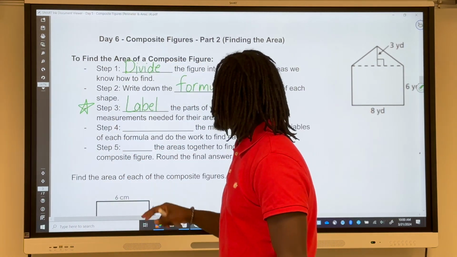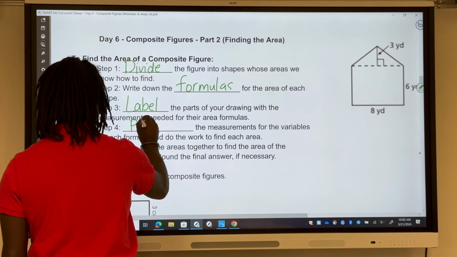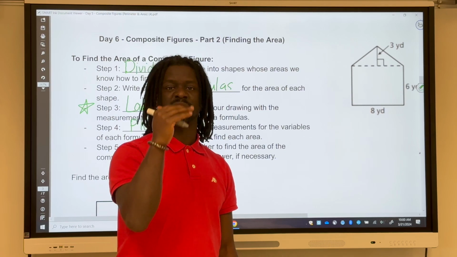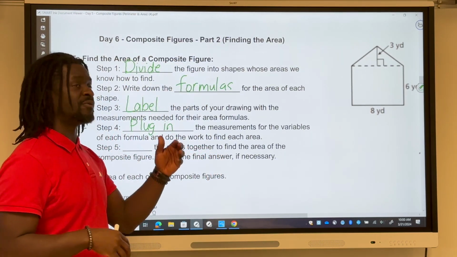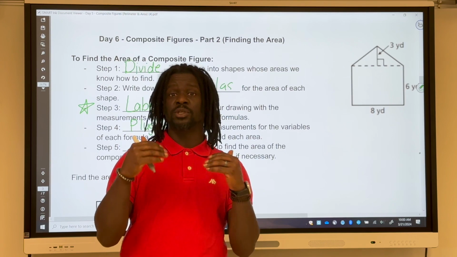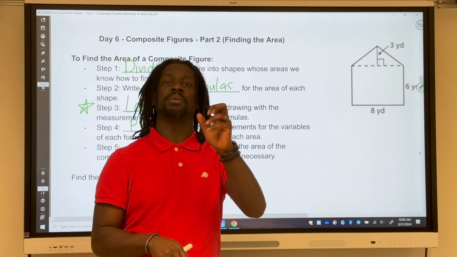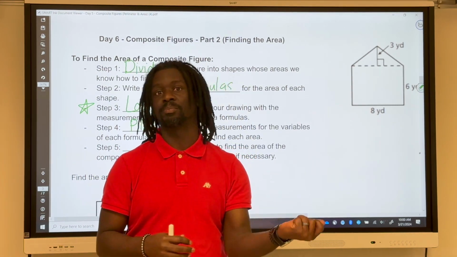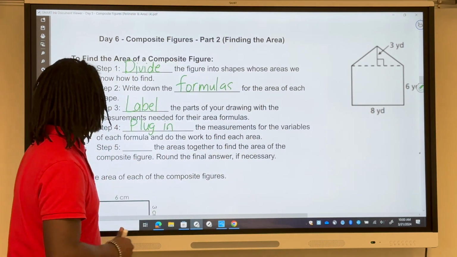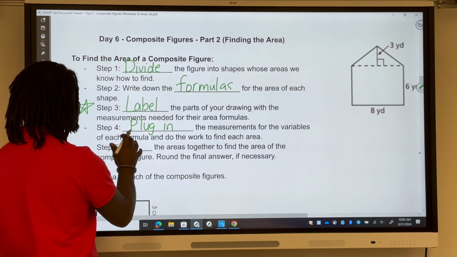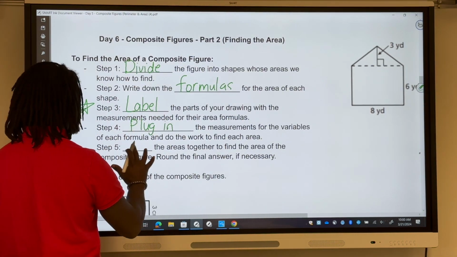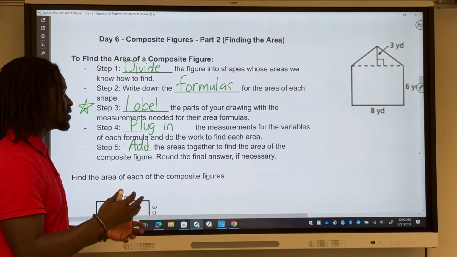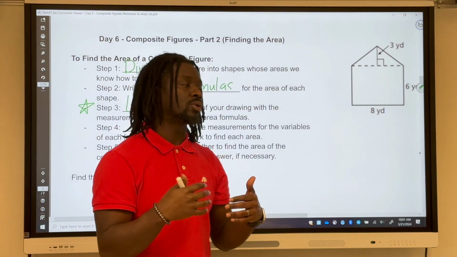All right, step number 4, once you have that, you're just going to plug in the measurements for each. And so if you have the formula for a triangle, which is one half base times height, you're going to plug in the base, you're going to plug in the height. If you have an area for a rectangle, you have length times width, you're going to plug in the length, you're going to plug in the width. That's all that is. And then step 5, once you have figured out all of the areas for each shape, then you're going to add them all together. Okay, so you're going to add the areas together to find the area of the whole composite figure.